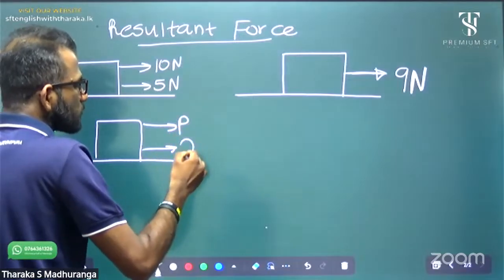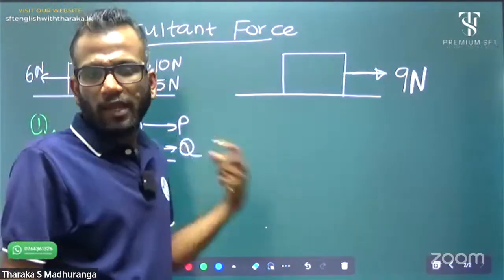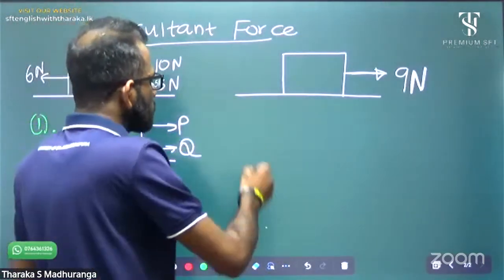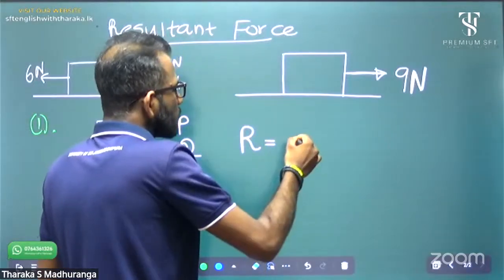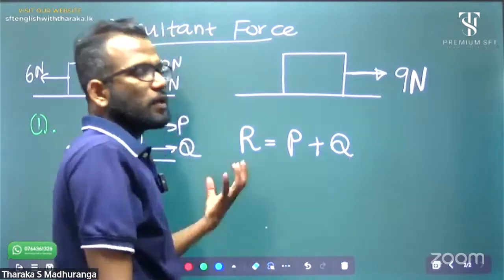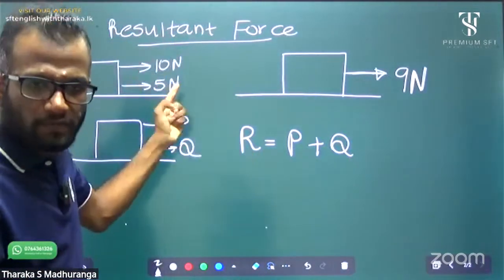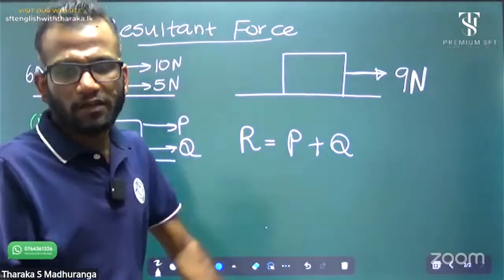P and Q, two forces acting in the same direction. How do we get the resultant force? Remember, R equals P plus Q. We can get 10 plus 5, it is 15 Newton, the resultant force to the right side.